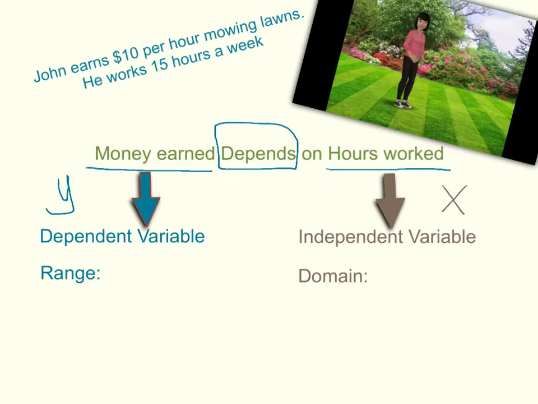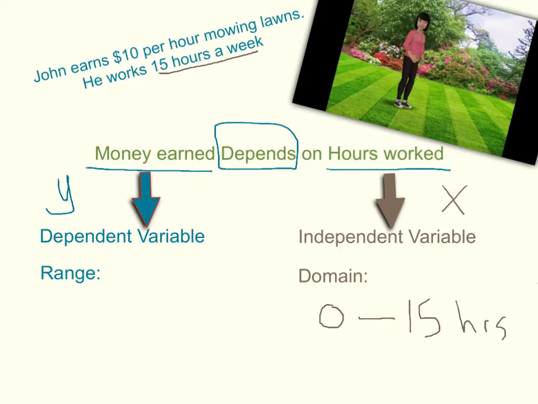Let's first look at hours worked, the independent variable, and just a reminder that represents the x values in the domain. So hours worked, it says 15 hours a week. So I want you to think about that, up to 15 hours a week. John never works more than 15 hours. But let's say he is sick this week, so he doesn't work any hours. It is possible that he would not work any hours in the week, but he works up to 15 hours. So anywhere between 0 and 15 would represent the domain, possible values for hours worked.